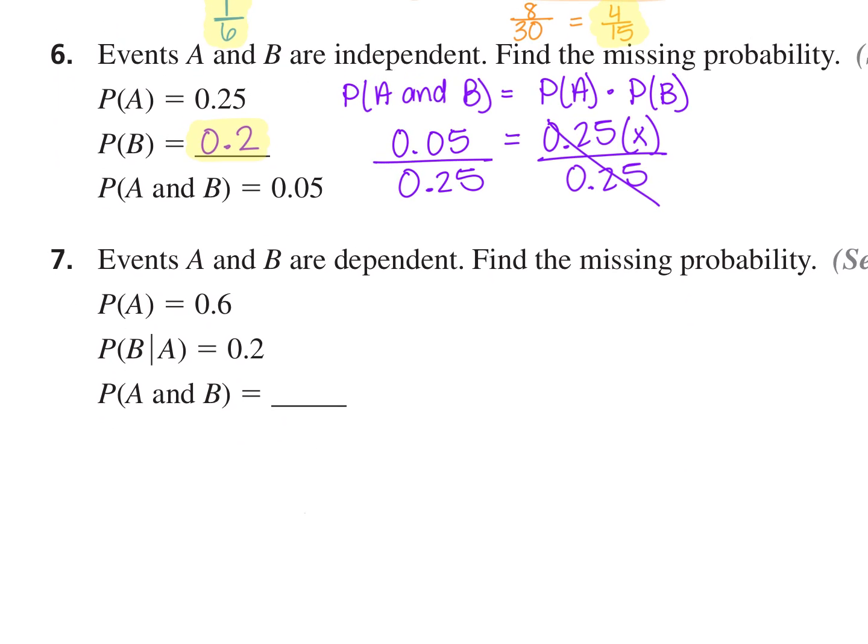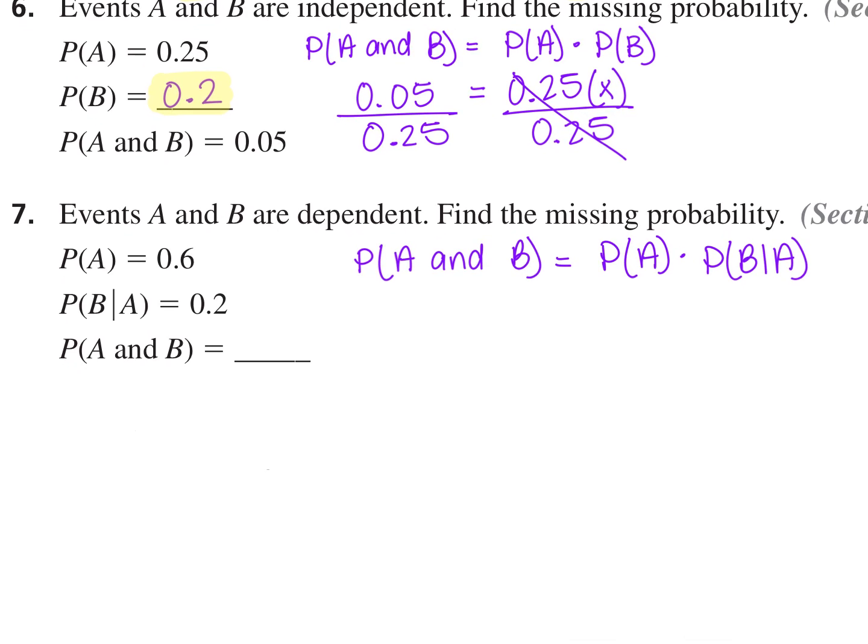Looking at number 7, solving for the same thing. However, they're asking now for a dependent. That means something occurred in order for me to get my B. So the formula for this is the probability of A and B equals the probability of A, which is staying the same because nothing happened yet, times the probability of B after A has occurred. So something happened, so there's going to be some sort of change.